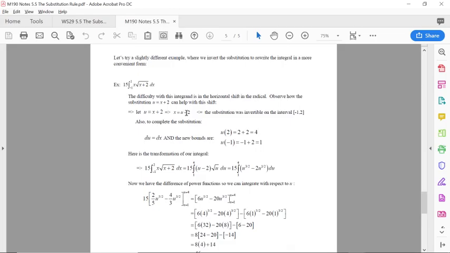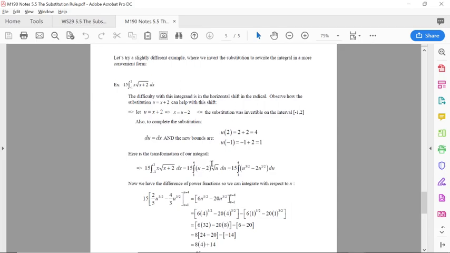And what that does is it allows us to replace what's in the radical with just u, so this turns into the square root of u, and the x that's in front changes into u minus 2. And we also have to change the bounds. Again, we have to change the lower bound and upper bound to values of u.